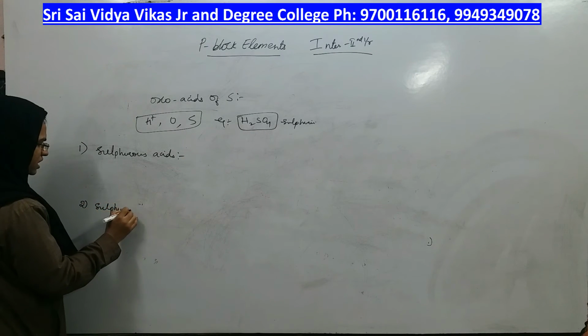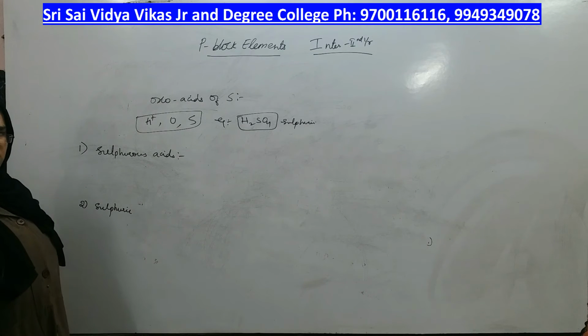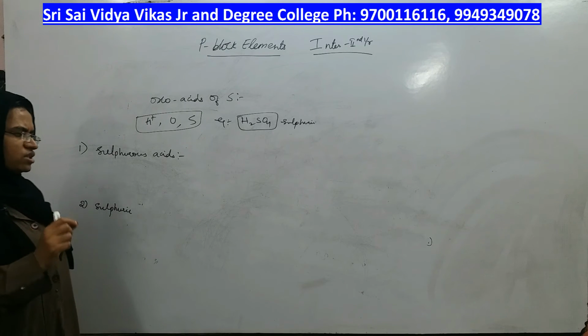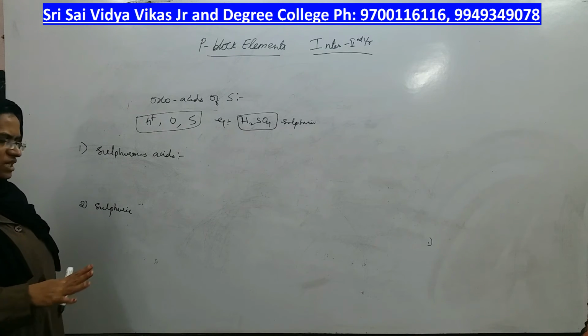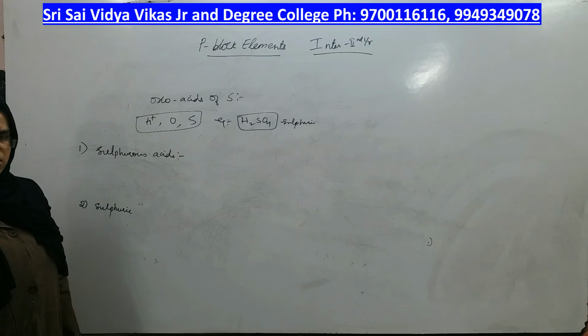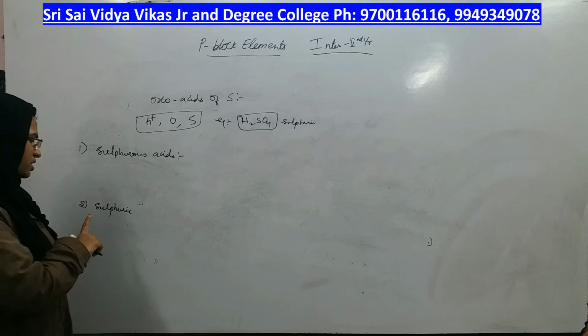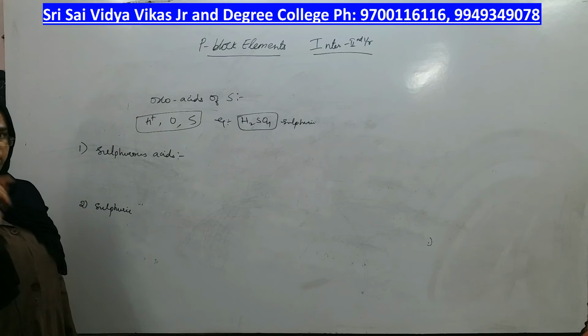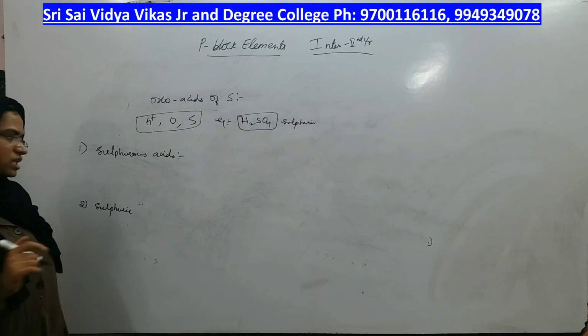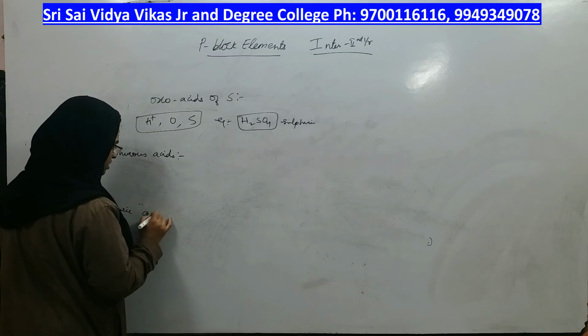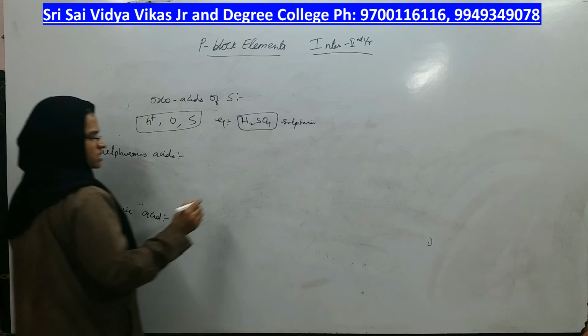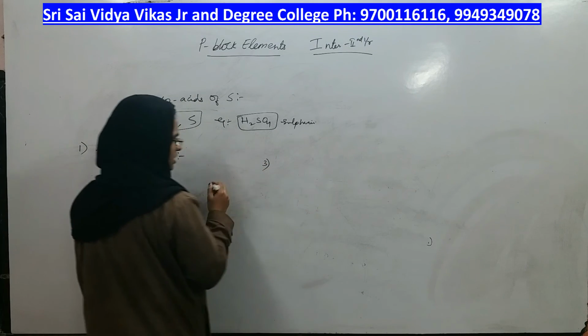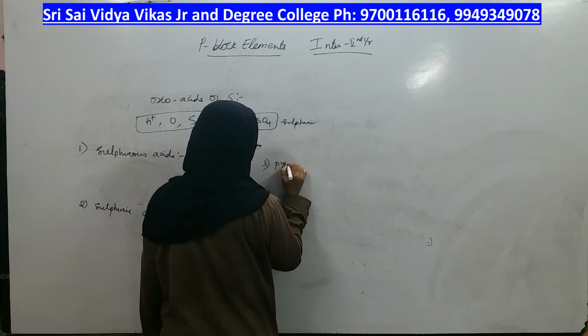Sulfuric acid. In the exam for 2 marks you may just get a question: draw the structure of sulfuric acid with its oxidation state. Means correct structure, correct oxidation will give you 2 marks. You don't have to write anything. Okay. Sulfuric acid. Next is pyrosulfuric acid.